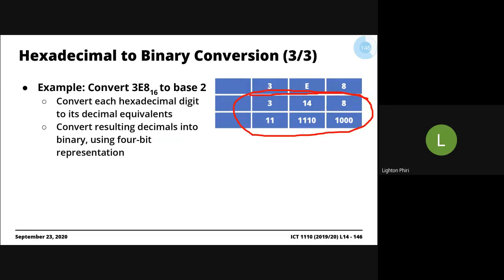Then we convert the decimal symbols 3, 14, and 8 into the equivalent binary symbols. And then the key step, make sure that the answers are represented using 4-bit representation. If you have a result that has less than 4 bits, prepend or prefix them with zeros until you have 4, right? So as is the case of 1, 1, instead of 1, 1, we have 0, 0, 1, 1.